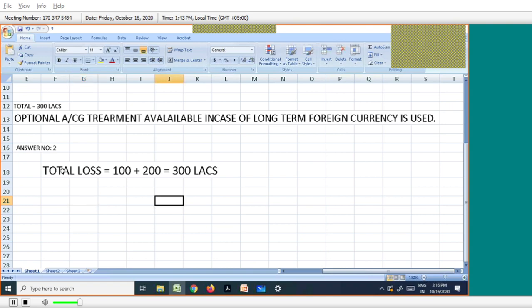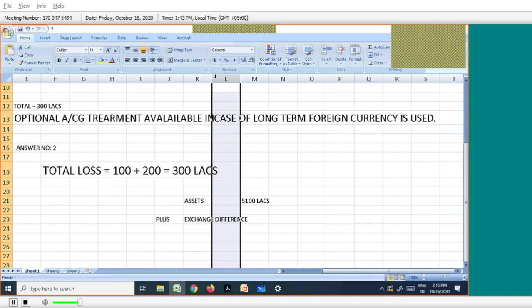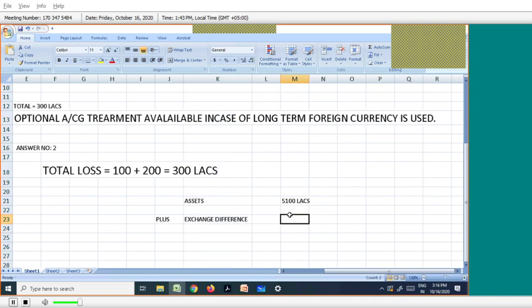So what should I do? My asset value is 5,100 lakhs plus the exchange difference. Why am I adding? Because this is a loss. If it were a gain, I would reduce it. 300 lakhs. Revised asset figure, revised cost of the asset: 5,100 plus 300 lakhs, 5,400 lakhs.